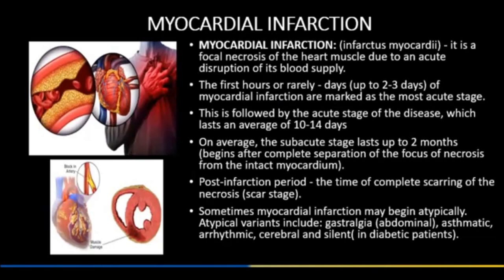This is followed by the acute stage of the disease, which lasts an average of 10-14 days. The subacute stage lasts up to 2 months and begins after complete separation of the focus of necrosis from the intact myocardium. The post-infarction period is the time of complete scarring of the necrosis, the scar stage. Sometimes myocardial infarction may begin atypically. Atypical variants include gastralgic, abdominal, asthmatic, arrhythmic, central, cerebral, and silent, in diabetic patients for example.